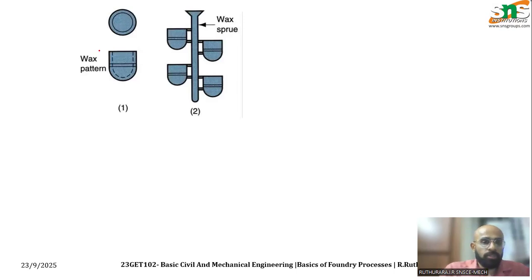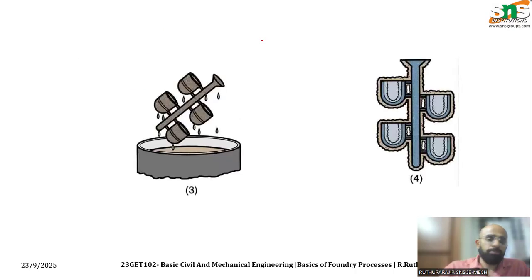What you have to notice is that this is my actual pattern, which I would like to replicate. I'm mounting it over something like this. Imagine this is wax. I will use wax to stick it to the tube structure like this. So I have a total of 4 parts: 1, 2, 3, 4. These 4 parts are stuck to this tube. Then I will dip it, as you can see here, in an investment slurry.